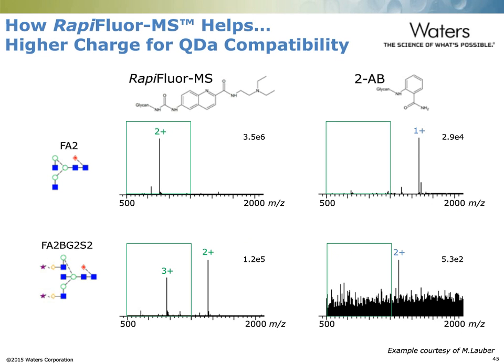So if we look at the implications of the comparison, particularly focusing on the MS improvement, what we show here are 2 different glycan structures, which are fairly common within monoclonal antibody. We show representative spectra for both a RapiFluor-MS as well as a 2-AB labeled glycan. Highlighted in the green box is the mass range for the ACQUITY QDa. So what you can see by using a traditional label shown on the right-hand side, for each of those structures, there's no charge state that actually fits within the mass range of the QDa.